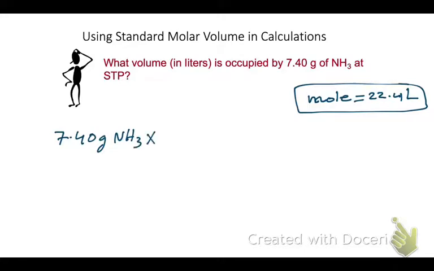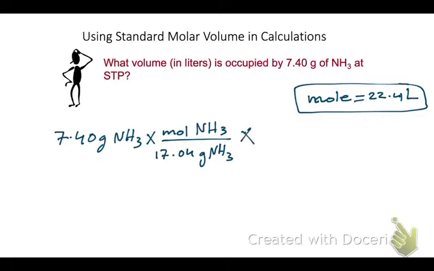So what I need to do here, first, is take 7.40 grams of ammonia and convert it into moles. I'm going to say 1 mole of ammonia, and for ammonia, 14 for nitrogen and 3 for hydrogen, that's 17.04 grams of ammonia.